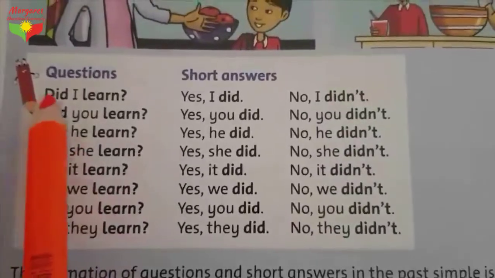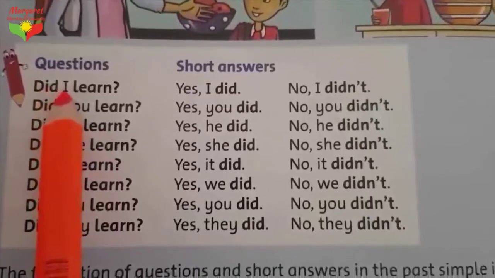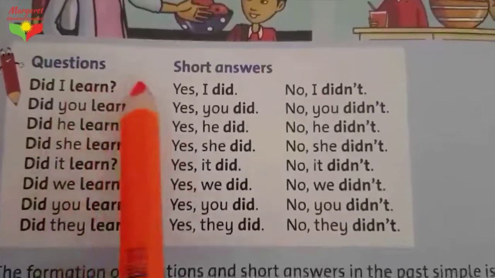So let me repeat it. You have to use this auxiliary verb. Then you have to put the subject. After that you have to put the verb plus complement.